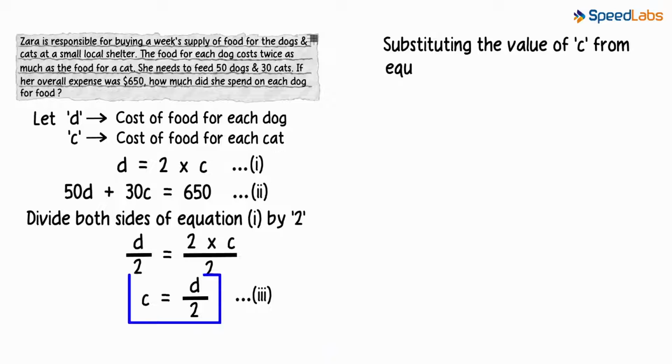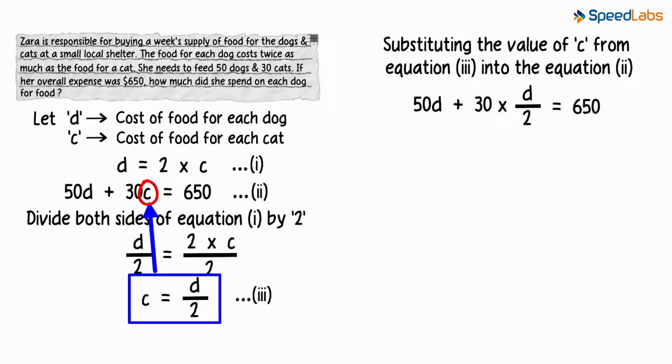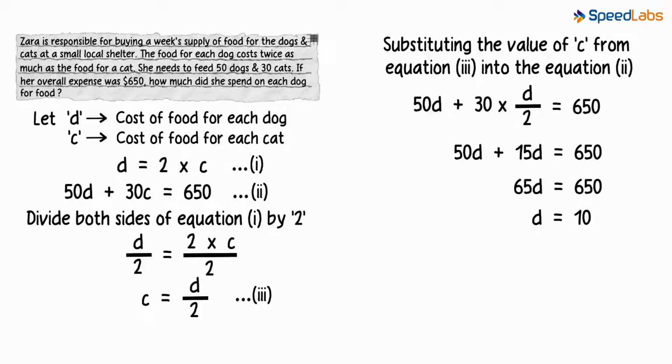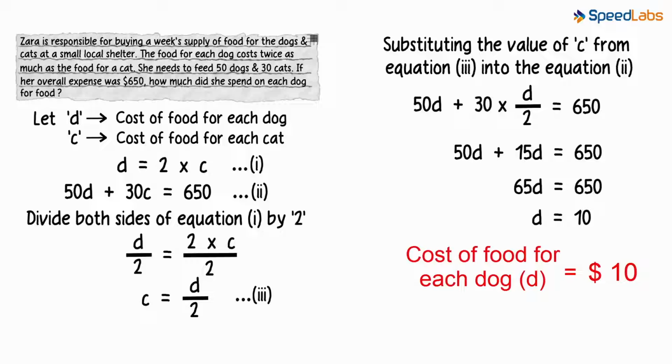Substituting the value of C from the third equation here, we get this: 50 times D plus 30 times D over 2 equals 650. Give it a try. This is the value of D you should have got. Zara spent $10 on each dog for the food.